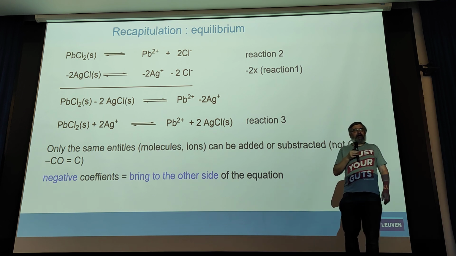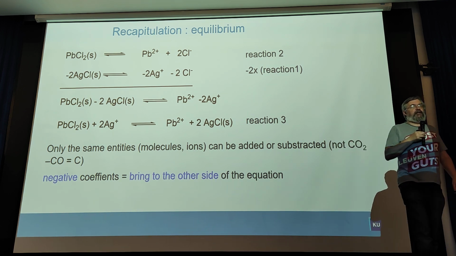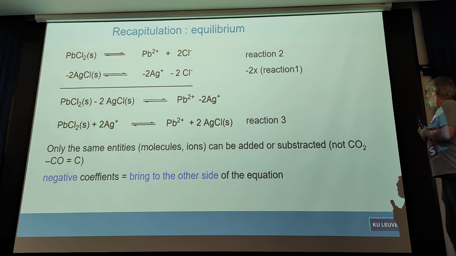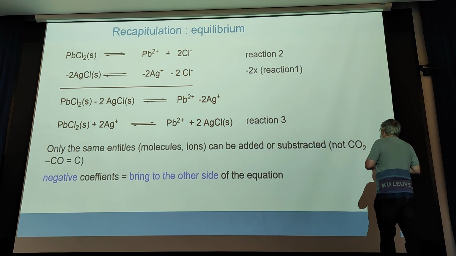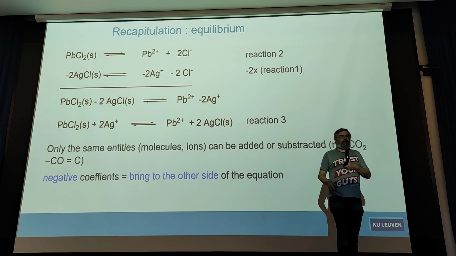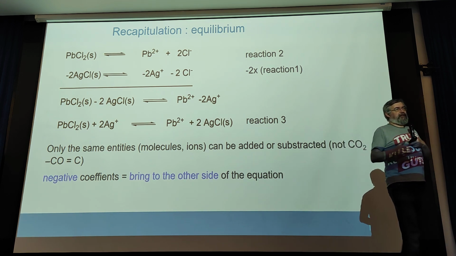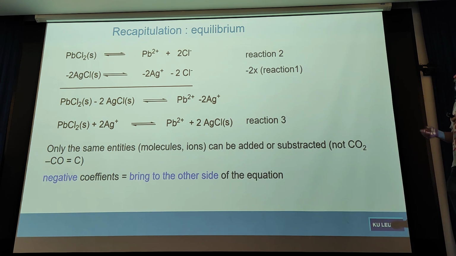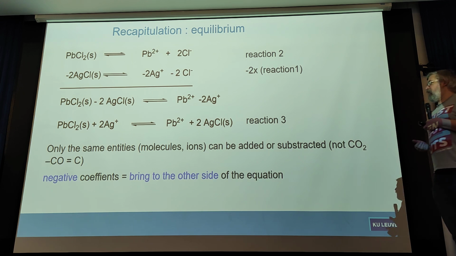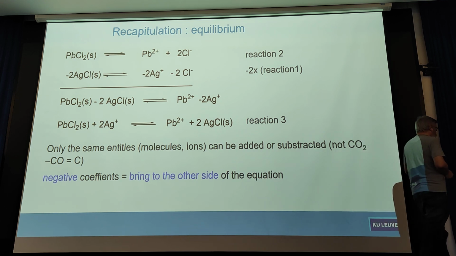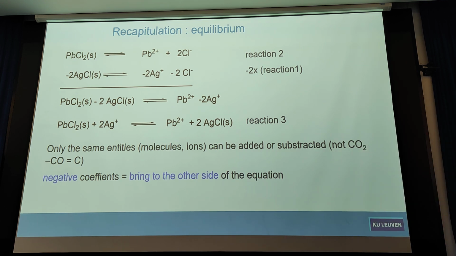If you do that, be careful that you only combine the same entities. I have seen students doing, for instance, let's take CO2 and subtract CO, and then we get carbon, or we get oxygen. That's not correct. You can only subtract the same species, so chloride and chlorides. So that is possible. And indeed, a negative coefficient means you go to the other side of the equation.